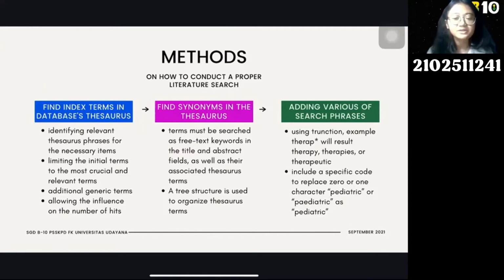Next one is find synonyms in the source. Terms must be searched as free text keywords in the title and abstract fields, as well as their associated source terms. A tree structure is also used to organize the source terms. The last one for me is variation in search phrases should be added. Truncation allows the searcher to look for words that start with the same word stem and include a specific code to replace 0 or 1 character.